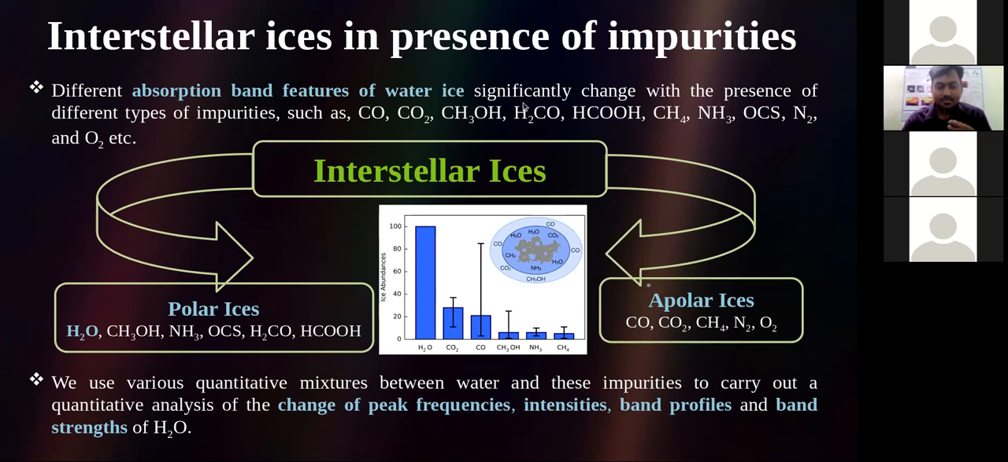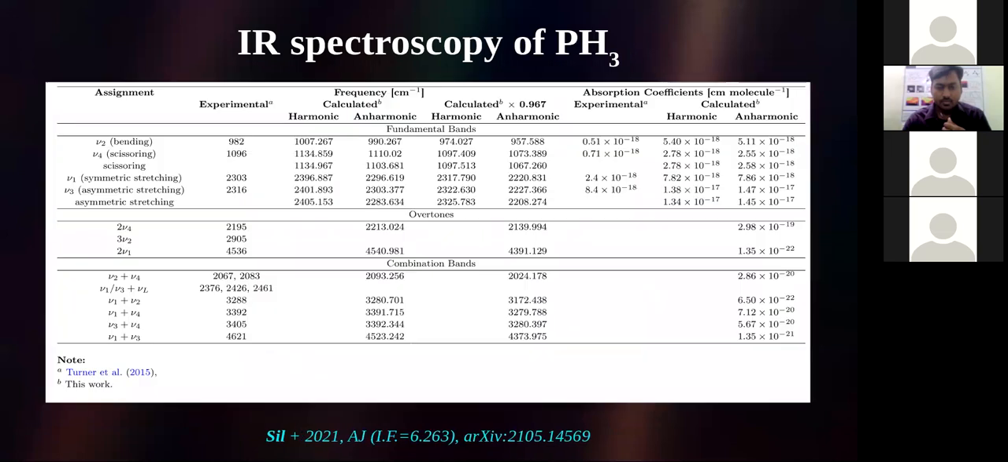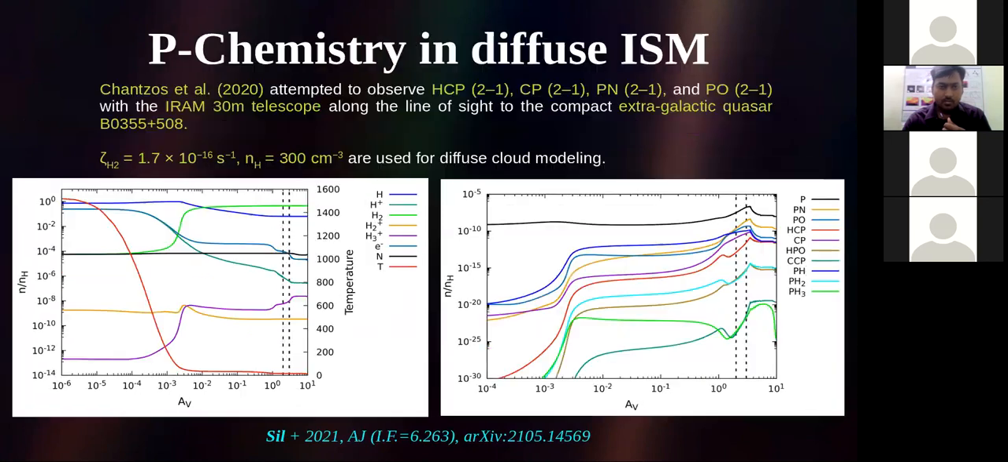In the PO, PN and PH3 calculation, what temperature did you consider in the modeling? Temperature, for the diffuse cloud, PDR or hot core model? For the diffuse cloud model, you see that the red curve is the temperature curve, and with increasing AV, or depth of the cloud, the temperature is also decreasing. So you see the variation of the temperature from 1600 almost to 10 Kelvin.